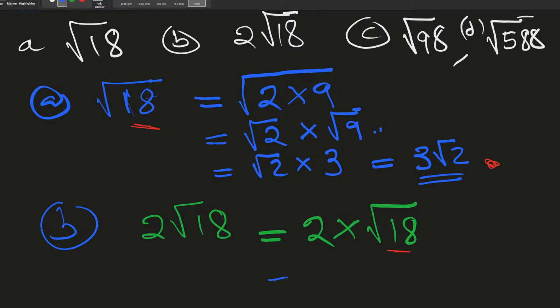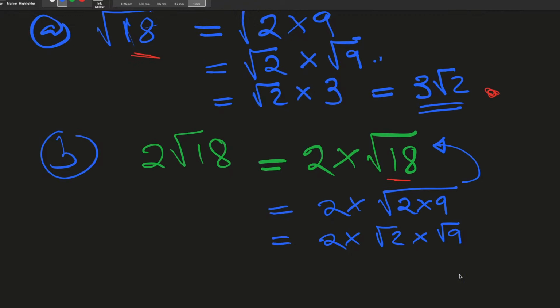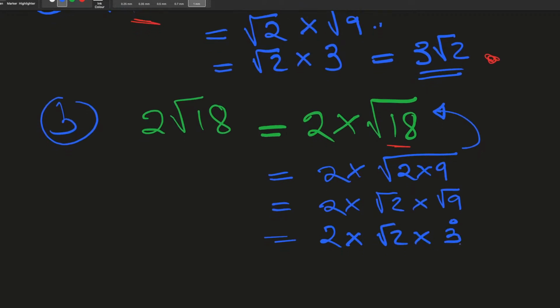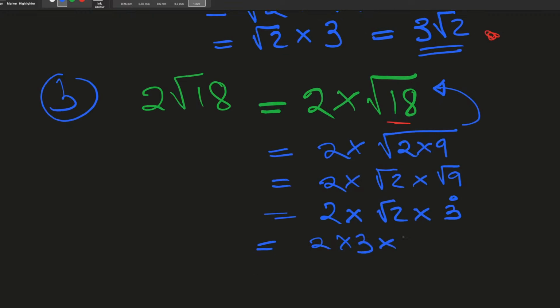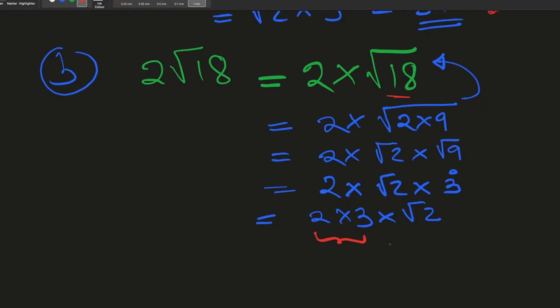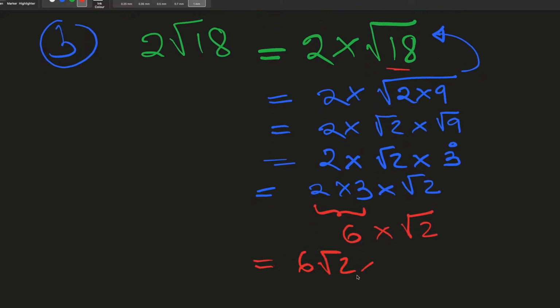So this is but to say that 2 times surd of 2 times 9, which is the 18, surd of 18. Then we will expand. So 2 times surd of 2 times surd of 9. The surd of 9 is 3 over here. So we say 2 multiplying surd of 2 times 3. If we group like terms, this is 2 times 3 times surd of 2. And when we multiply 2 and 3, we get 6. So 6 multiplying root 2, and our answer will be 6 root 2. Beautiful.